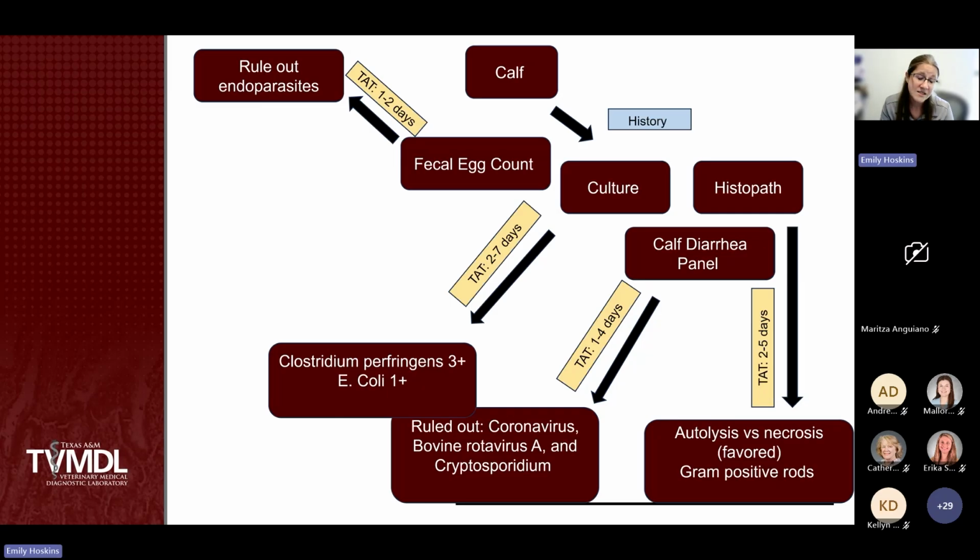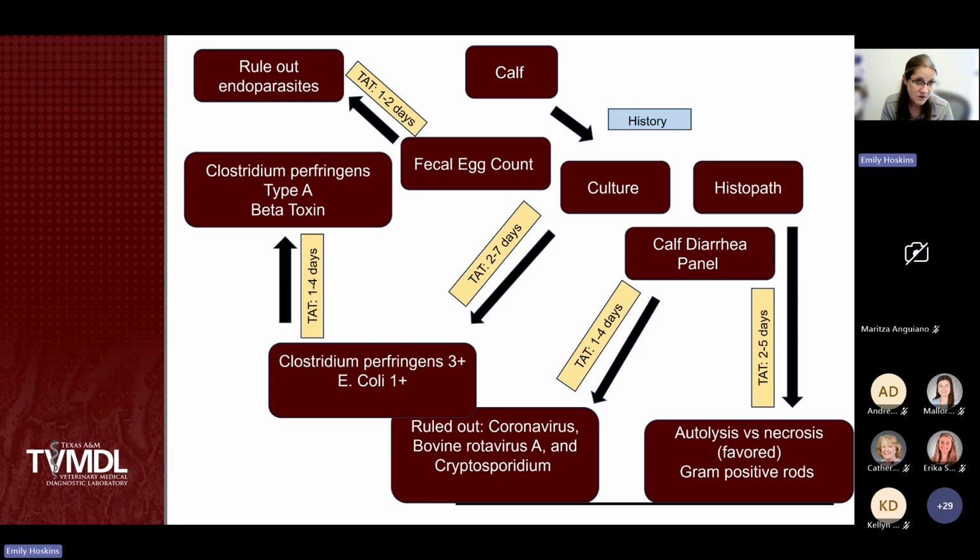The culture, again, has a turnaround time of 2 to 7 days, and this time on culture, because we didn't have as much time passing by, we got a culture result of Clostridium perfringens 3+ and E. coli 1+. And in the context of our clinical history, of what we saw in necropsy, of what we saw in histopath, I can be more confident that we have a true bacterial enteritis going on, and we can go ahead and type that Clostridium and do toxin detection and get a definitive answer for this case.